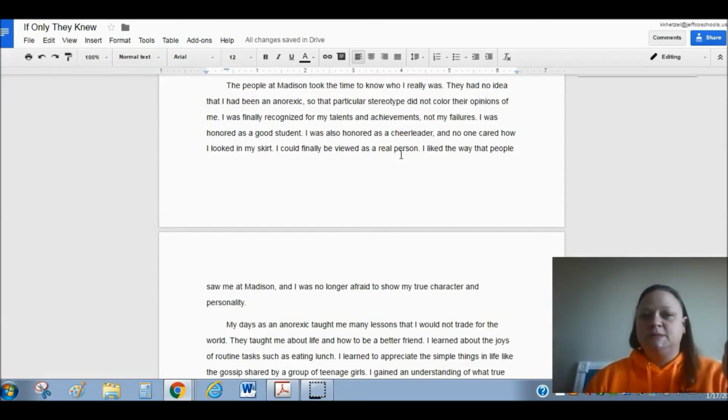I think we're really getting to something here. The comparisons between Riverview and Madison going back and forth, showing the differences in her friends at Riverview versus how she was treated at Madison when no one knew she was an anorexic, really makes a big difference, guys.